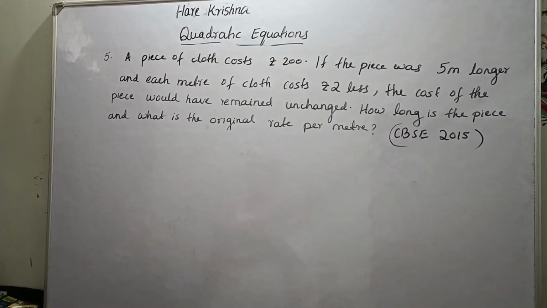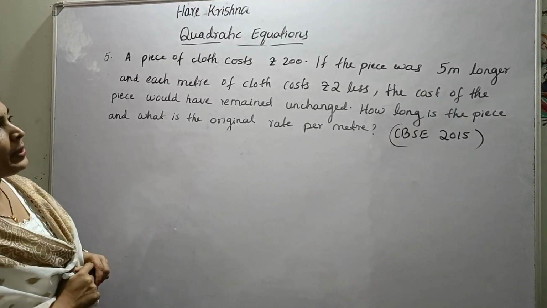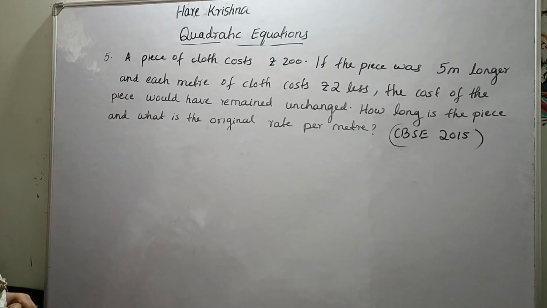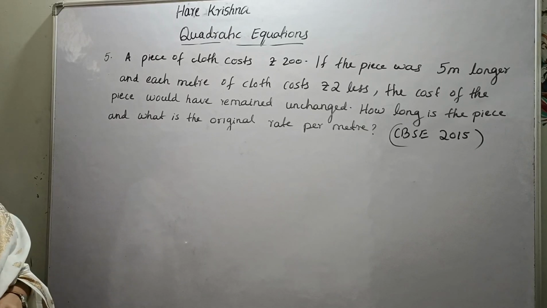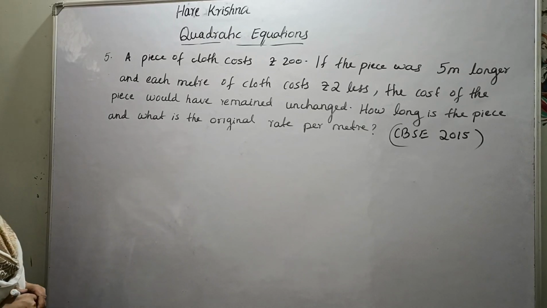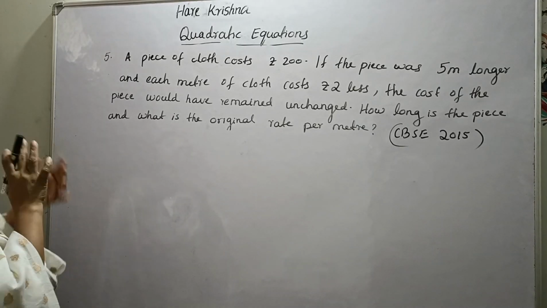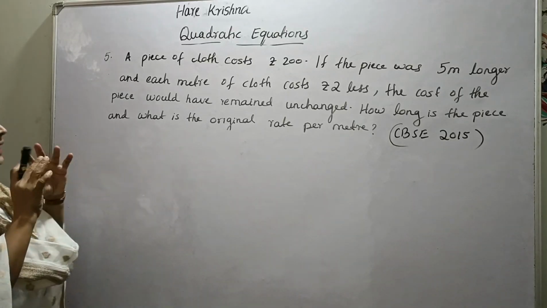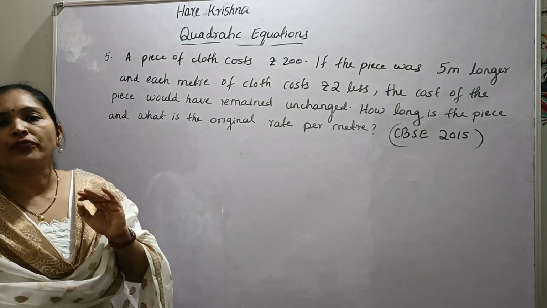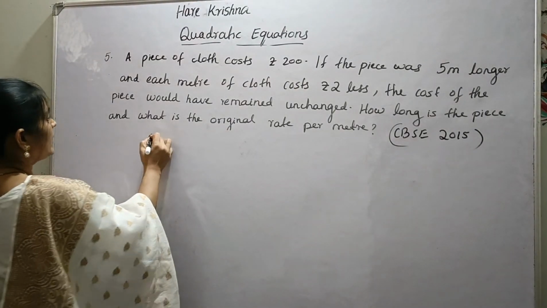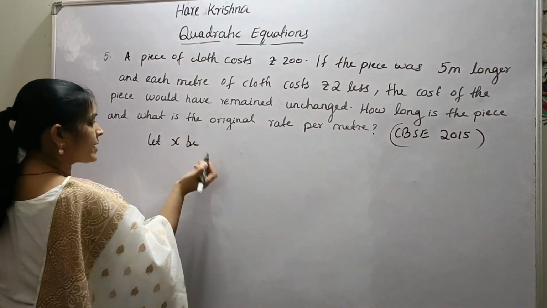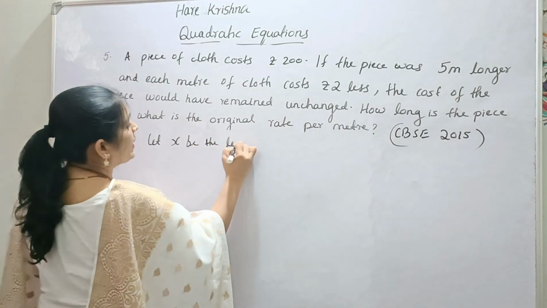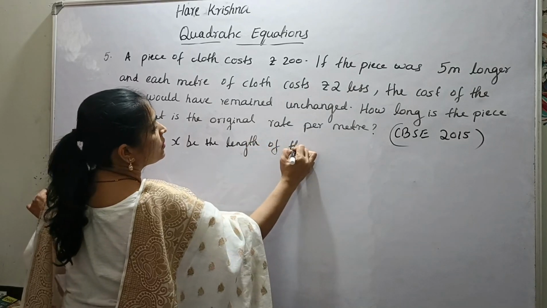A piece of cloth costs rupees 200. If the piece was 5 meter longer and each meter of cloth cost rupees 2 less, the cost of the piece would have remained unchanged. How long is the piece and what is the original rate per meter? So here it is given that a piece of cloth costs rupees 200. For that, let x be the length of the cloth, that is x meter.